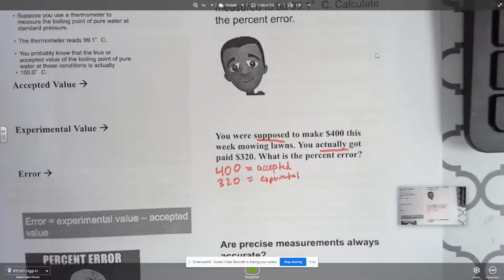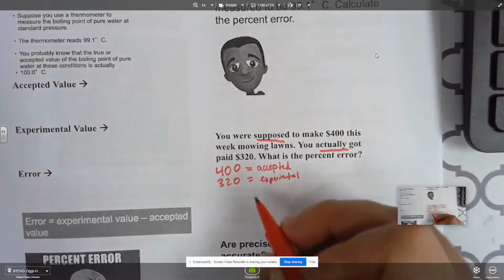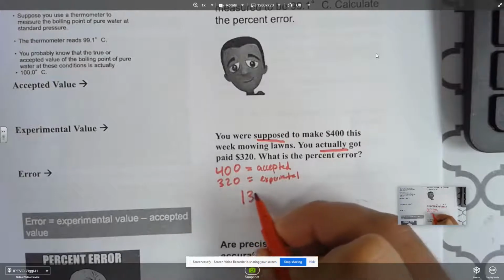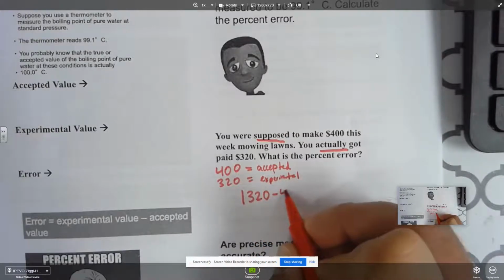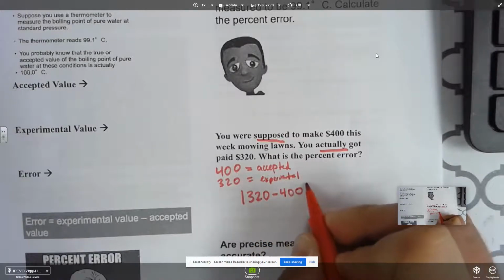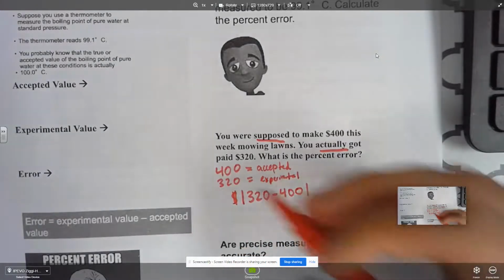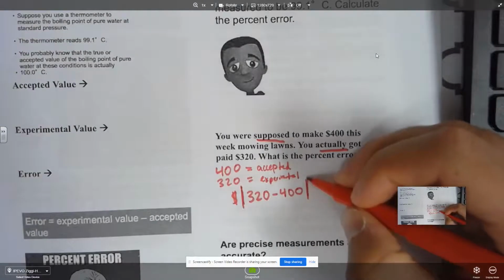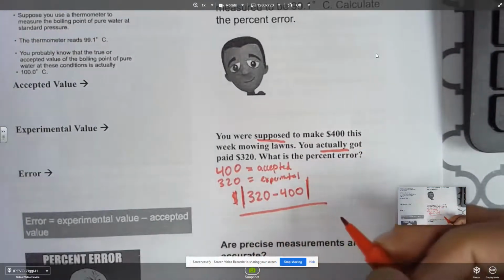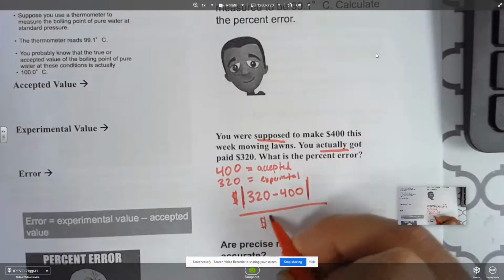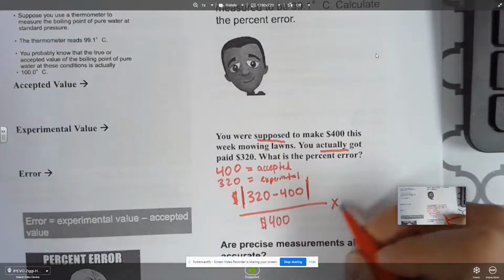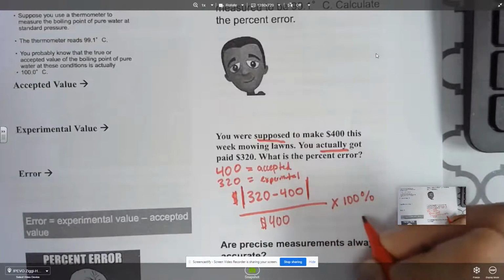Okay, so let's use the formula we just talked about. Experimental 320 minus accepted 400. Okay, I probably should put the money sign here. Okay, these are absolute value bars, over the accepted, which is 400, and then we multiply this by 100%.